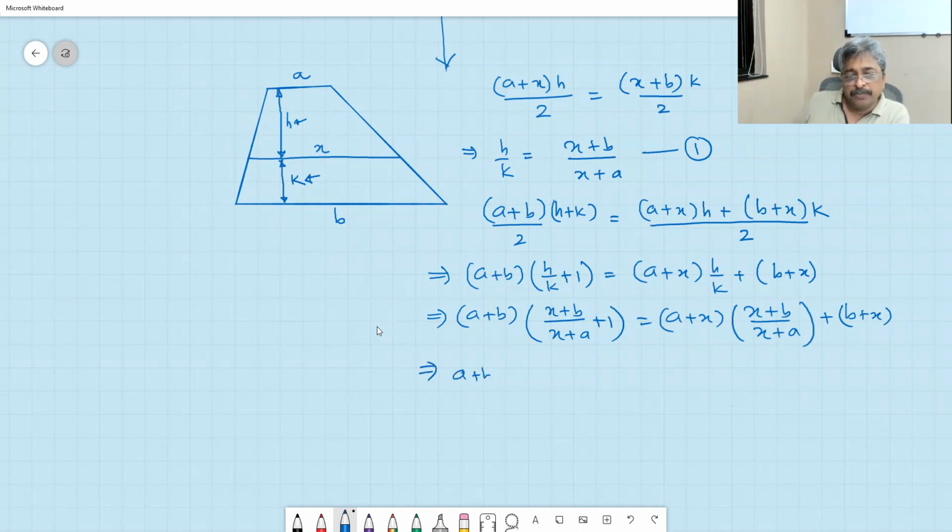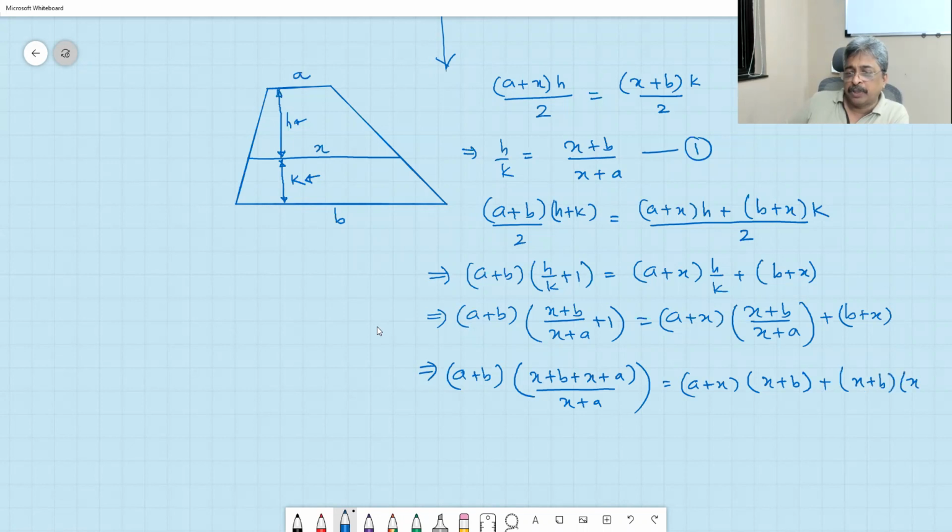(a plus b) into (x plus b) plus (x plus a), divided by (x plus a), is equal to (a plus x) into (x plus b) plus (x plus b) into (x plus a), whole divided by (x plus a).